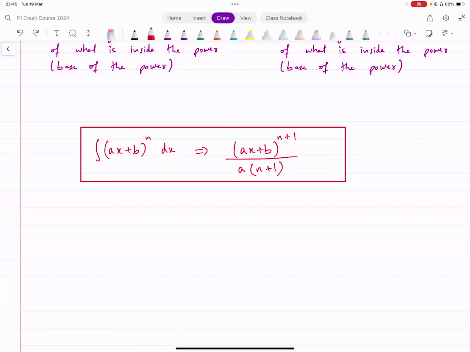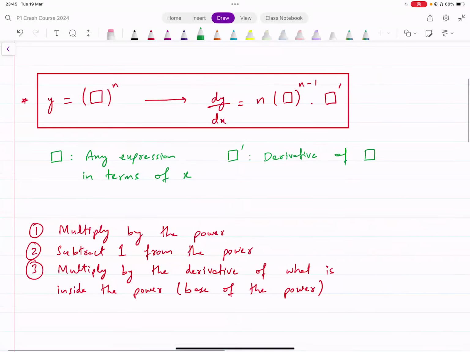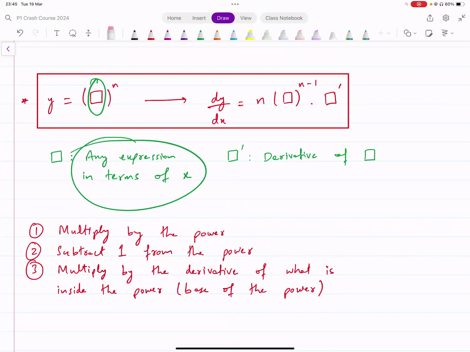Now notice a difference between this rule and what we had in differentiation. In differentiation, when we wrote this power rule, we said, if we have any expression in terms of x, and you had a power on top of that, you would just differentiate it like this. Multiply by the power, subtract 1 from the power, multiply by the derivative of what is inside. In this case, the part inside the power could be anything. There was no condition on that. It could be any expression in terms of x. And as you will find out later in P3, it could be a quadratic function, a cos function, sine function, tan function, a log function, an exponential function, right? So inside this power, you could have anything in differentiation.